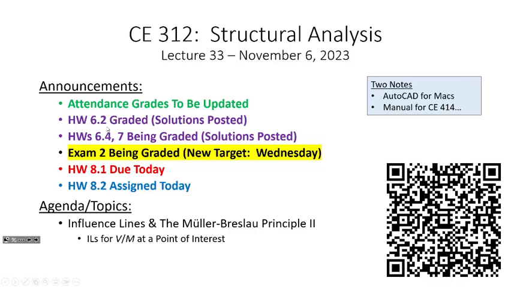How did the first influence line assignment go? Is that not too bad? Okay, good. I do want to make sure that we've got our eye on the big picture, so I did want to make 2 points.